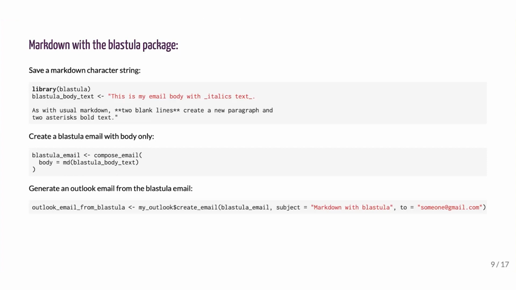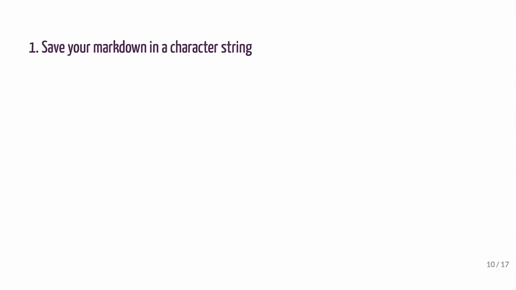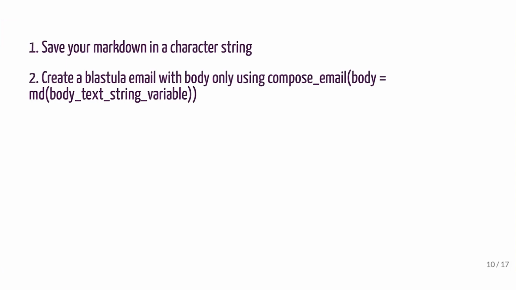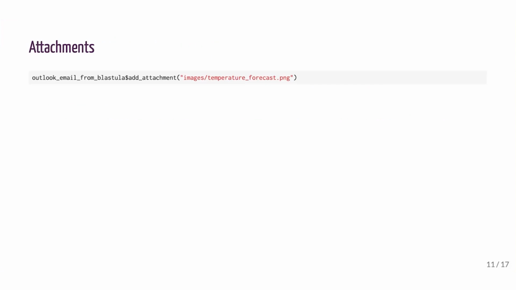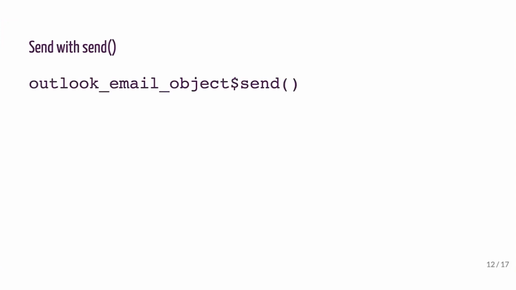So that may be a little confusing. It was to me at first. To recap, save your Markdown in a character string, create a Blastula email object with compose email and your string as the first argument wrapped in MD. Turn that into an Outlook email object with create email. There are a few more things you can do with email objects, such as add an attachment with the add attachment method. And of course, finally send the email with the Outlook email object's send method.